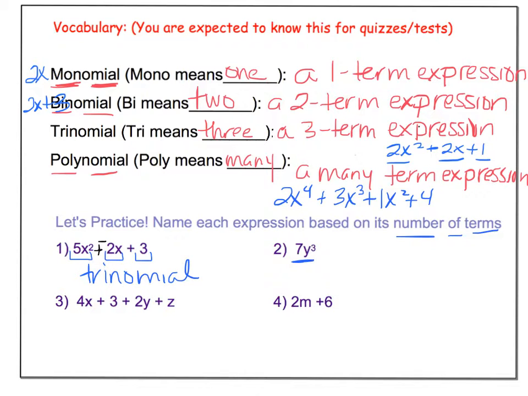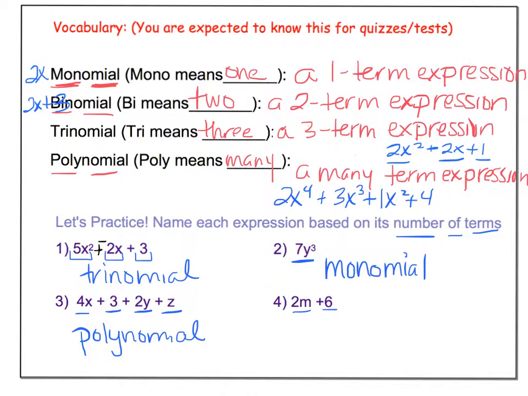Number 2 is just sitting all by itself. It has no plus sign, so it's just one term. Monomial. Here we have 1, 2, 3, 4 chunks between plus signs, so we will call that a polynomial, many terms. And then here we have 2 terms, so this is a binomial.